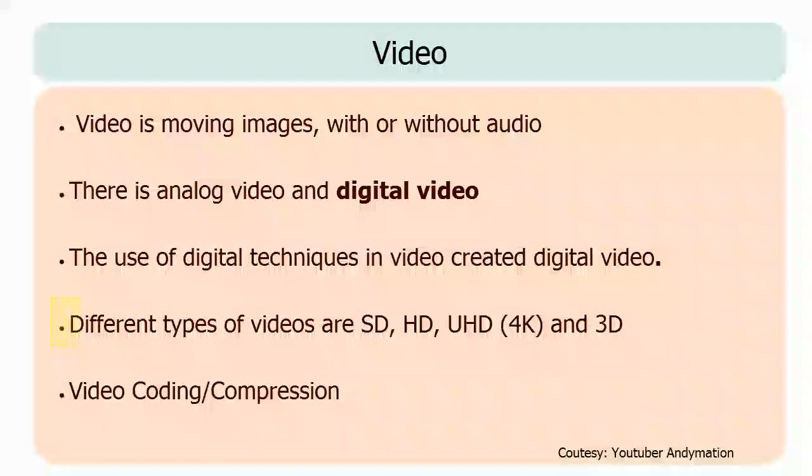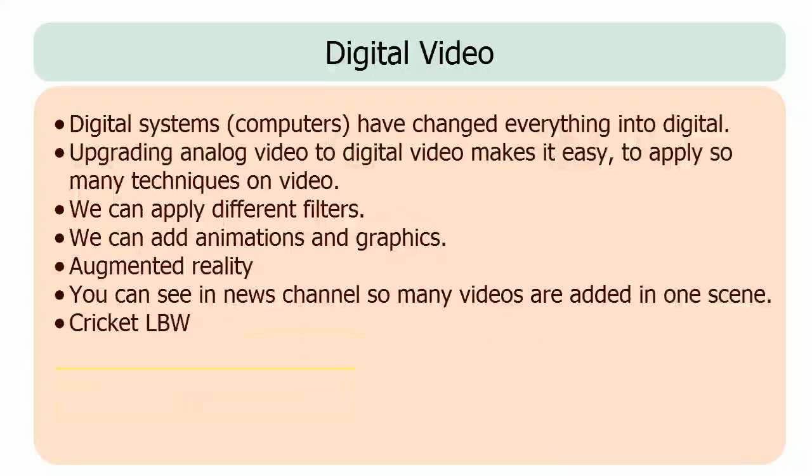Different types of videos are SD, HD, Ultra HD or 4K videos, and 3-dimensional video. We will also see something about video coding and compression. Digital systems have changed everything into digital. Upgrading analog video to digital video makes it easy to apply so many techniques on videos.